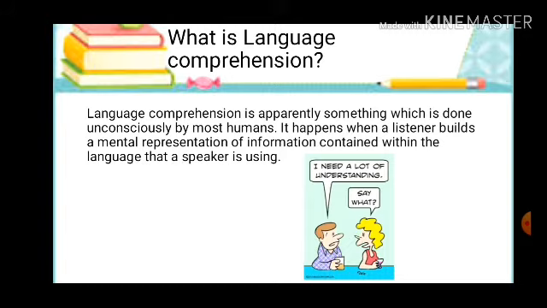What is language comprehension? Language comprehension is apparently something which is done unconsciously by most humans. It happens when a listener builds a mental representation of information contained within the language that a speaker is using.